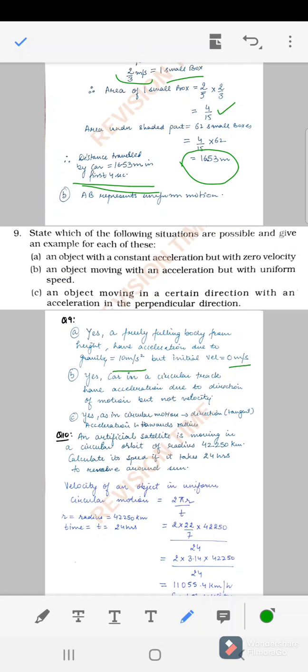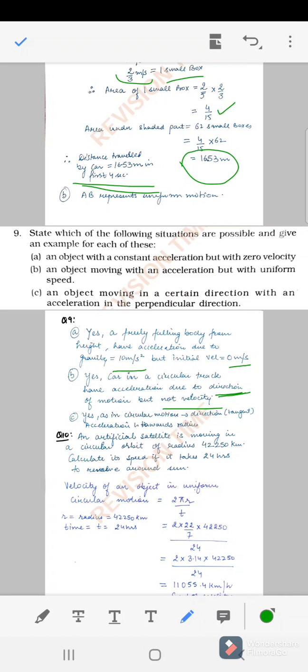B part, an object moving with an acceleration but with uniform speed. Yes, this is also possible. How? A car in a circular track, it has acceleration due to the change in direction. Change in direction provides the acceleration here, but not the change in speed.